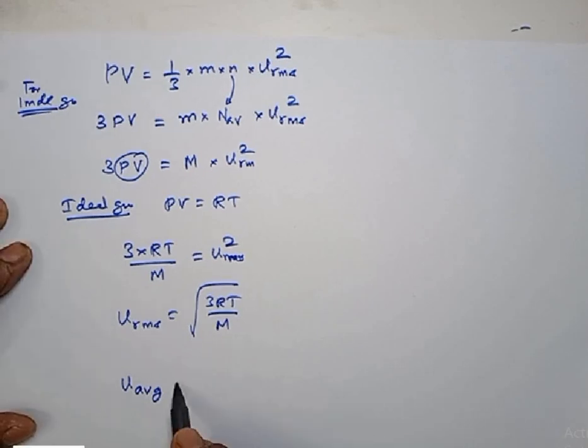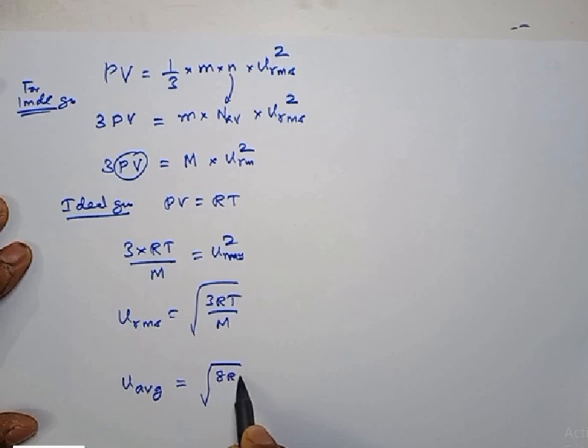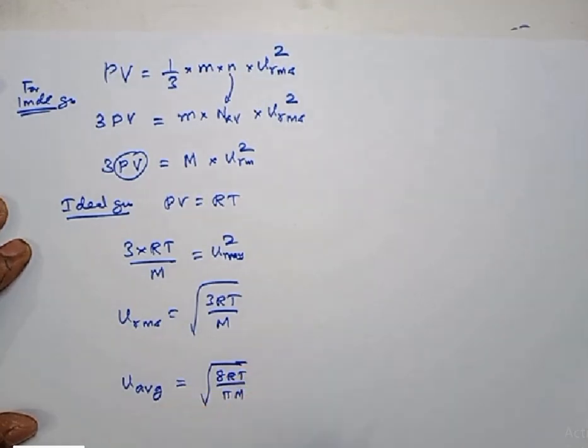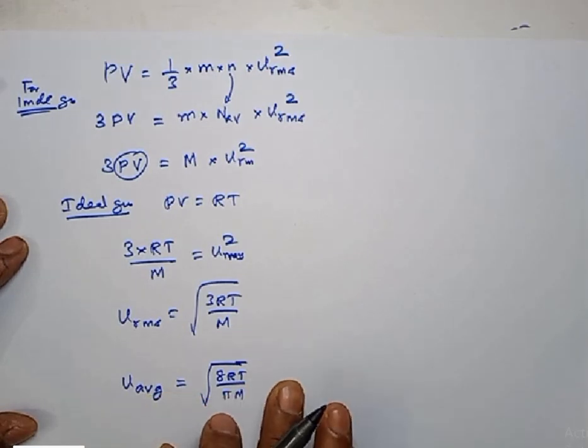I can give you the formula directly. Average velocity is equal to the square root of 8RT by pi into M. This also we can derive, but I am not going to do it, as it is a somewhat lengthy process. I am giving you the final answer directly.